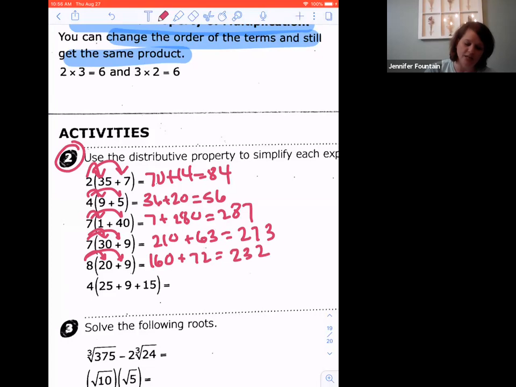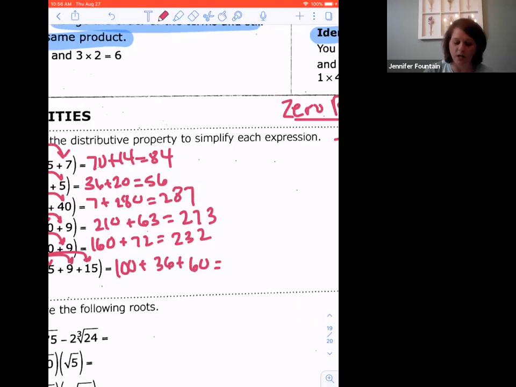And then I've got to distribute to each term inside the parentheses. So I know I'm distributing 4 times here. 4 times 25 is 100. 4 times 9 is 36. 4 times 15 is 60. So I'm going to add these together. So 100 plus 36 plus 60 is going to be 196.